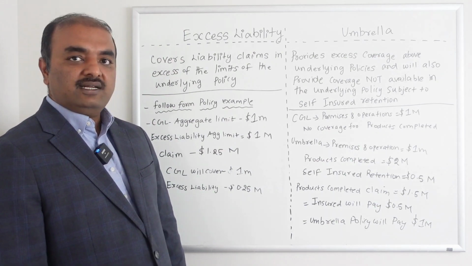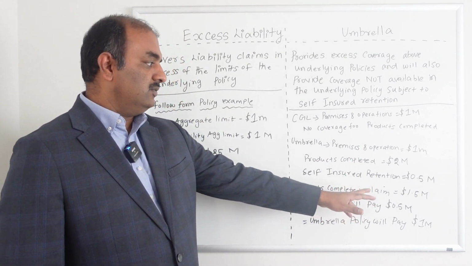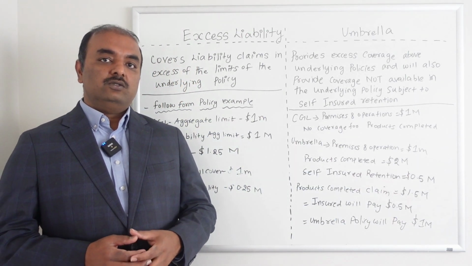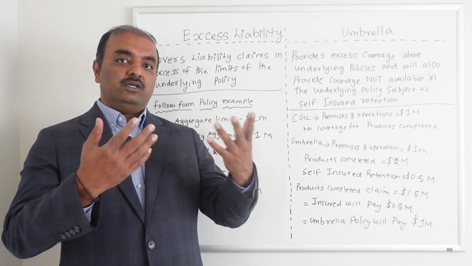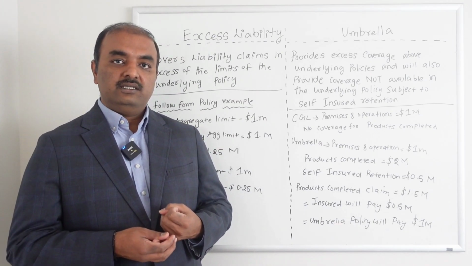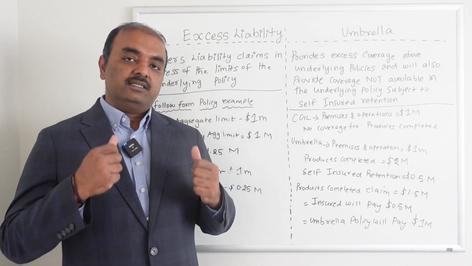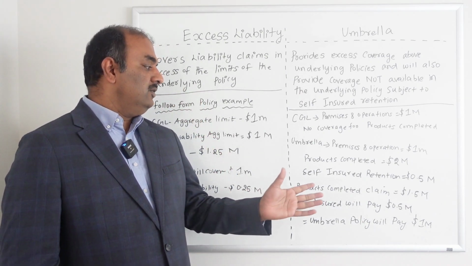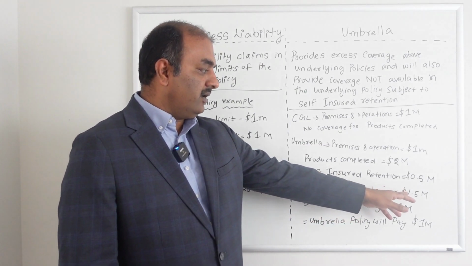Now assume there is a claim for products completed operations, which is 1.5 million. Most of you know what products completed is. Just to give that clarity, say you have a product, you are selling it to the customer, and customers are using it, like any electronic product such as a refrigerator or any kind of cream product, and as a result they got some side effects. That's why we use products completed operations. So there is a claim for 1.5 million.